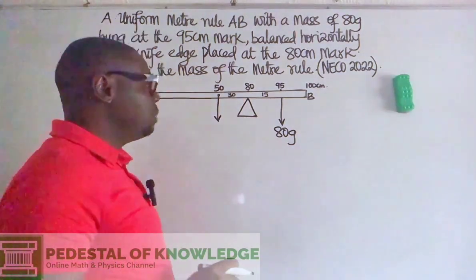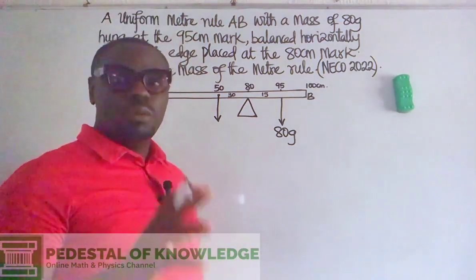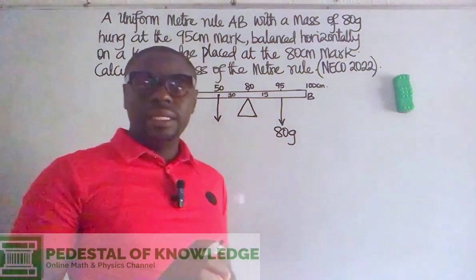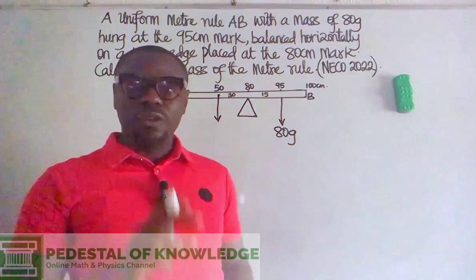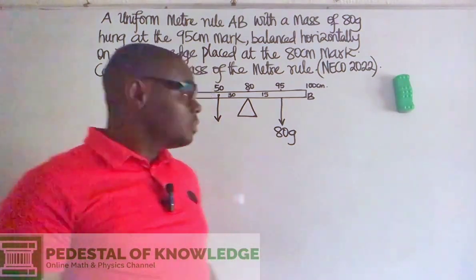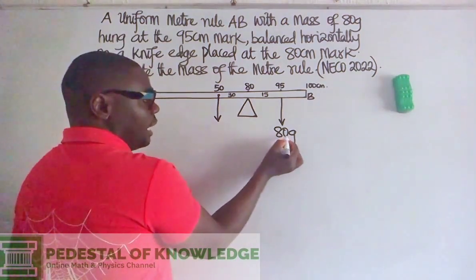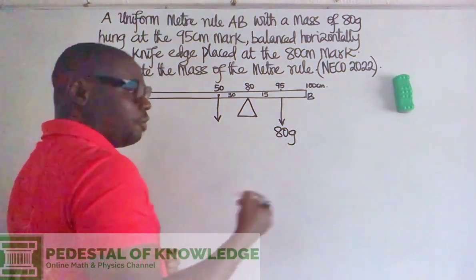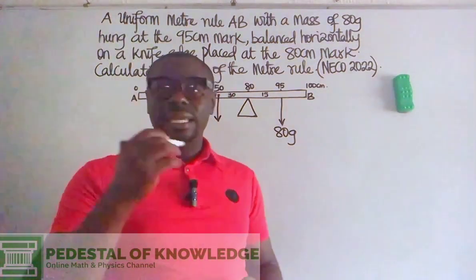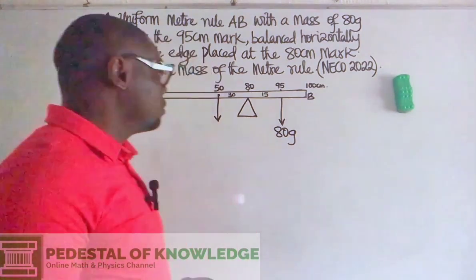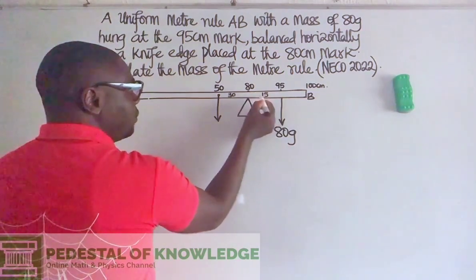Now, we are going to use the principle of moment to solve this very problem. Remember that the moment of a force is defined as the magnitude of the force multiplied by the perpendicular distance of that force from its line of action. All right. Now, here is a mass of 80 grams. And this 80 grams is a function of force. Remember, from Newton's second law of motion, that force is a function of mass. Now, this is the force, and the distance is 15.